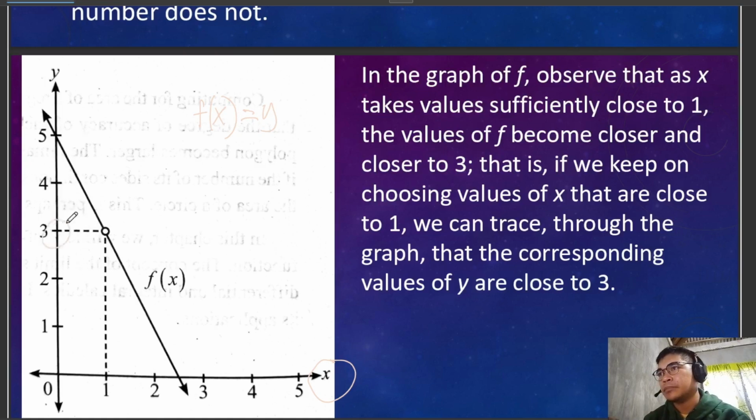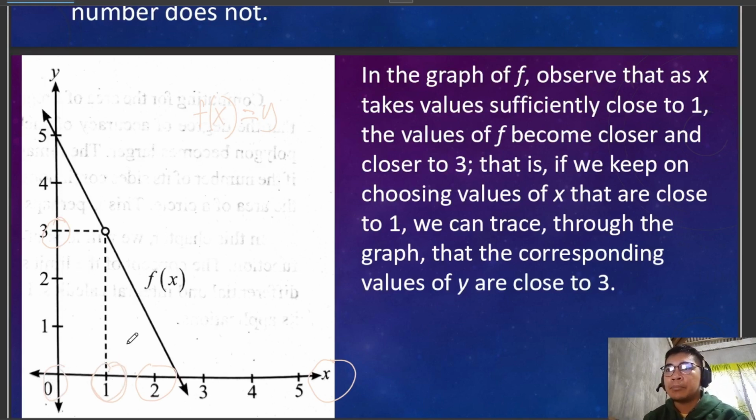Here, this symbol is an open interval. That is, if we keep on choosing values of x that are close to 1, we can trace the values that are closer to 1. These are in between 1 and 2, and in between 0 and 1.